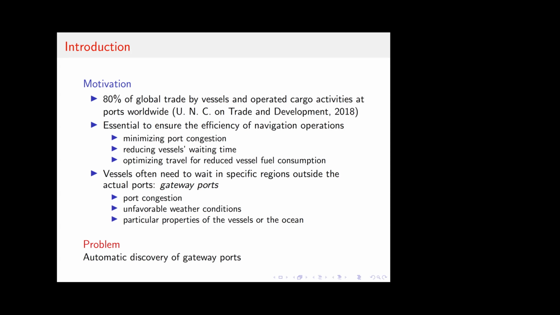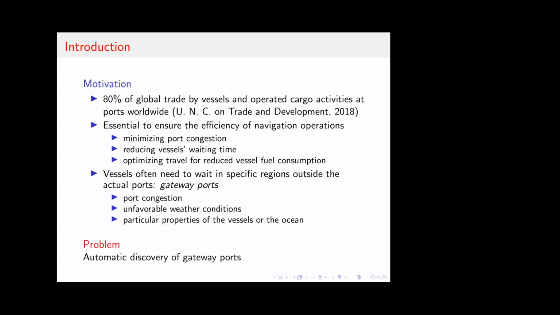On the other hand, when we check the AIS data that we get from the vessels, these automatic identification messages, we see that vessels often need to wait in some specific regions outside the actual destination ports. In this study, we call them gateway ports. They are not actual ports, but waiting regions for the vessels in the oceans or the seas.